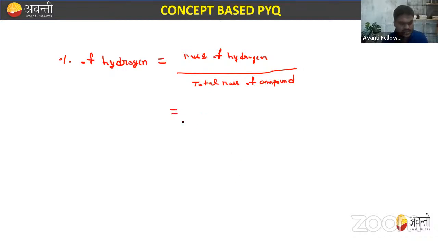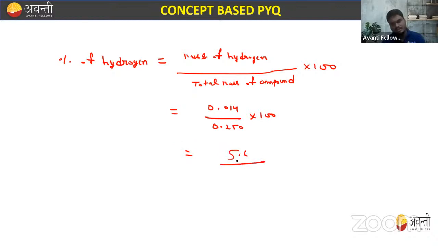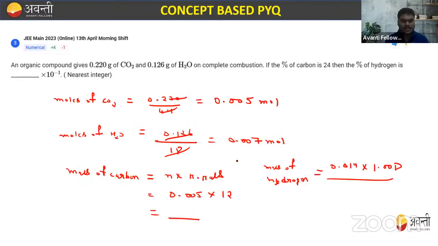कितना निकल गया? Mass of hydrogen is already given. ठीक है? Mass of hydrogen already given है यहाँ पे. Multiply by 100 भी कर देना. So mass of hydrogen is given 0.014 gram. Total mass is also given 0.250 gram into 100. तो ये कितना आ गया? That is around 5.6. ठीक है? तो 5.6 आ गया. Nearest number कितना आ गया? 5.6. We can say that it's equal to 5.6. ठीक है? So this is how we can actually calculate this.